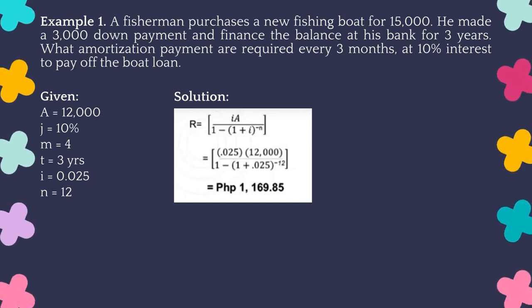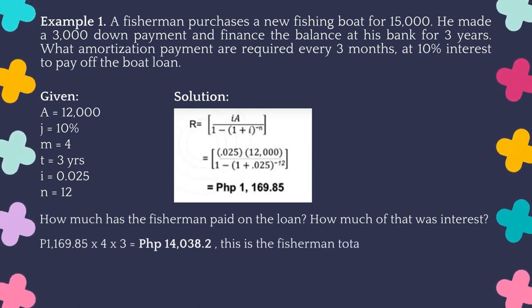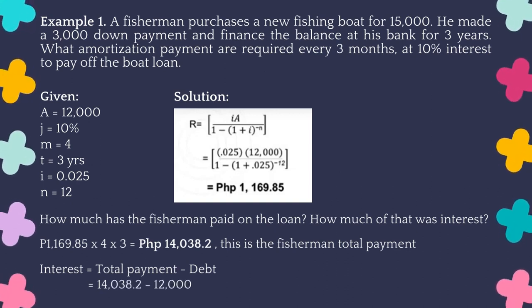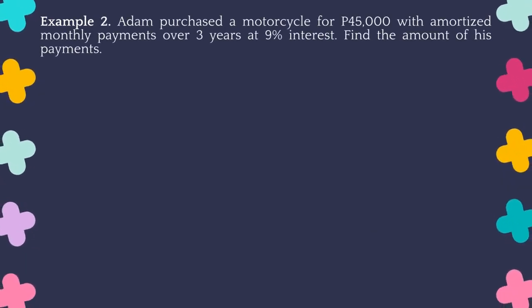So, for the follow-up question, how much has the fisherman paid on the loan? And how much of that was the interest? So 1,169.85 times 4 for compounded quarterly times 3 for the time, 3 years, equals 14,038.2. So that is the total payment of the fisherman, and how much of that was the interest? The interest is total payment minus the debt. 14,038.2 minus 12,000 equals 2,038.20.